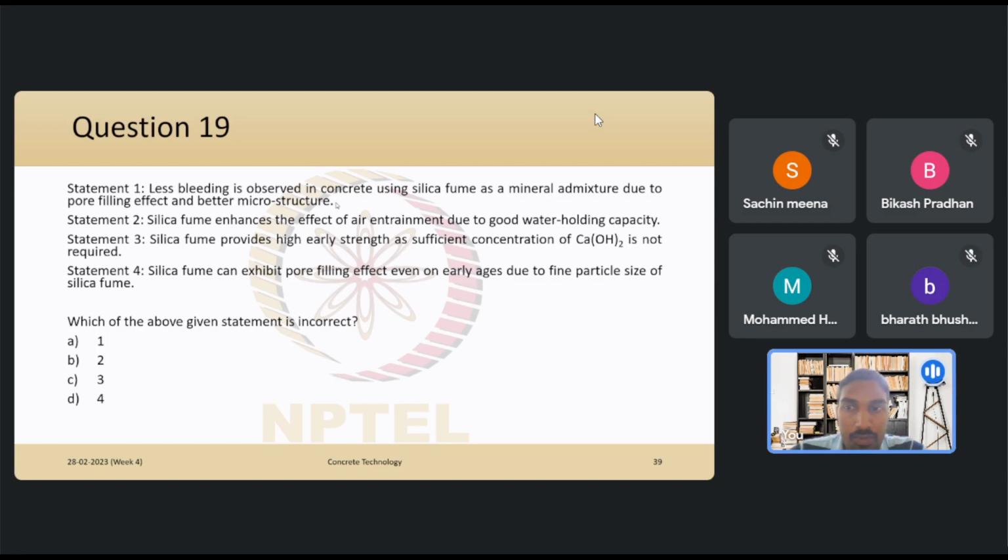Statement 4: silica fume can exhibit pore filling effect even at early ages due to the fine particle size of silica fume. Again true, right? The pore filling need not come just from the hydration product. Because of its fine particle size also, it can reduce the volume of pores present in the system, because of its size distribution itself. So in the early stages itself, you will see a reduction in the pores, again because of its fine size. So statement 4 is also correct. Among the 4, only statement 2 is incorrect, therefore the right option is option B.